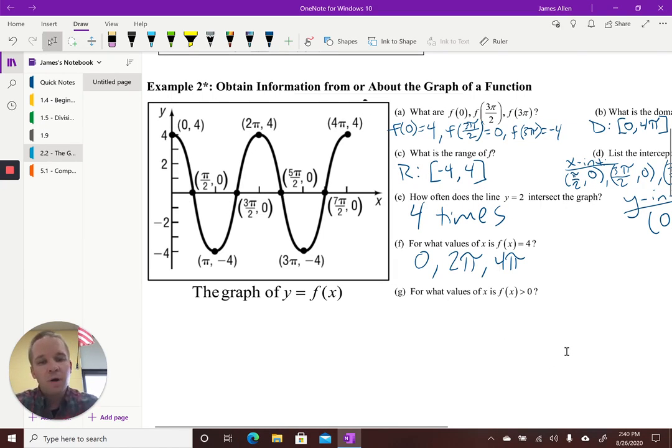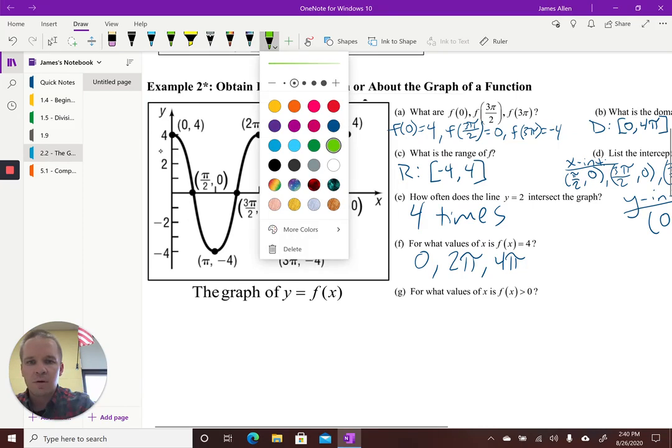All right. For what values of x is f of x greater than 0? So when is my function above that x-axis, right? Not equal to it, just above it. So we're going to have a bit going on here. So it's above when it's this section here. Maybe I'll go ahead and outline it. I'll go green. So it's positive here.